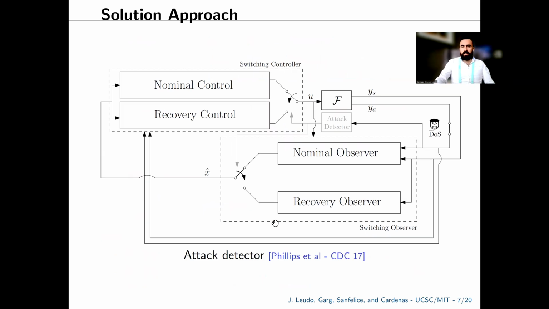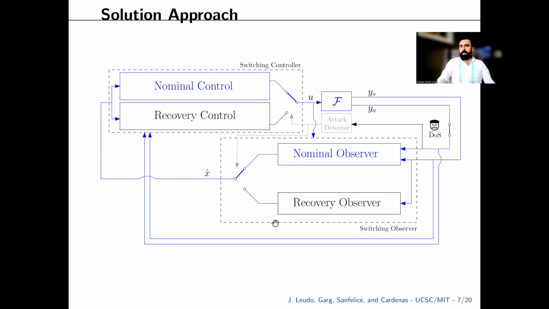This is the general scheme of our approach. Under nominal operation, we have our control and observer working, but whenever an attack detector spots that the vulnerable outputs have been attacked, it triggers a switch. So we use our recovery control and recovery observers. And whenever the attack detector recognizes that the attack has ended, we can go back to nominal operation.